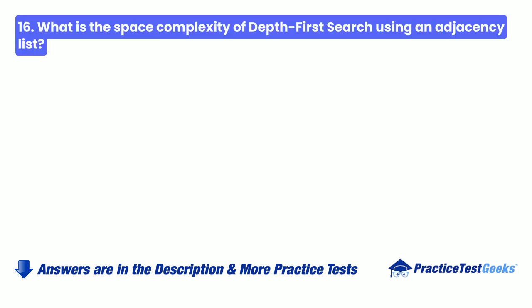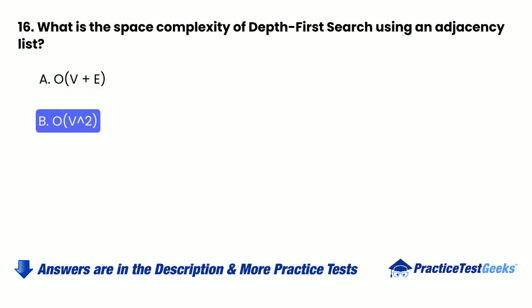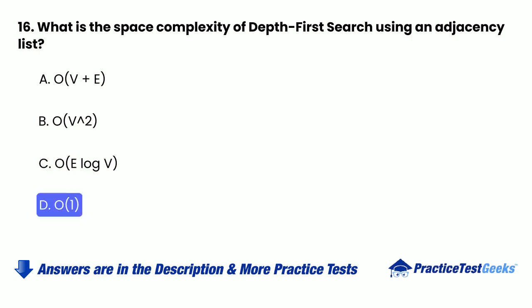16. What is the space complexity of depth-first search using an adjacency list? A. O of V plus E, where V is the number of vertices and E is the number of edges. B. O of V squared. C. O of E log V. D. O of 1 or constant space.